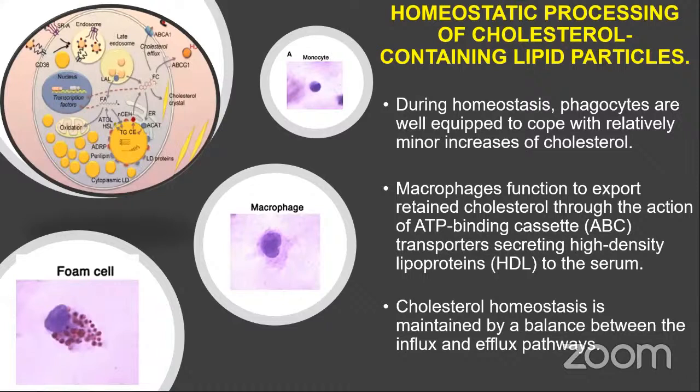So how is this processed within the macrophage? Now, under normal conditions or during homeostasis, phagocytes are well equipped to deal with relatively minor increases of cholesterol. So they function to export this retained cholesterol through the action of ATP binding cassette transporters, which then release these high density lipoproteins into the serum.